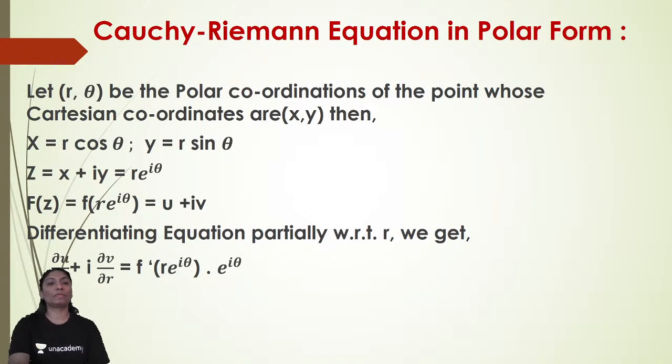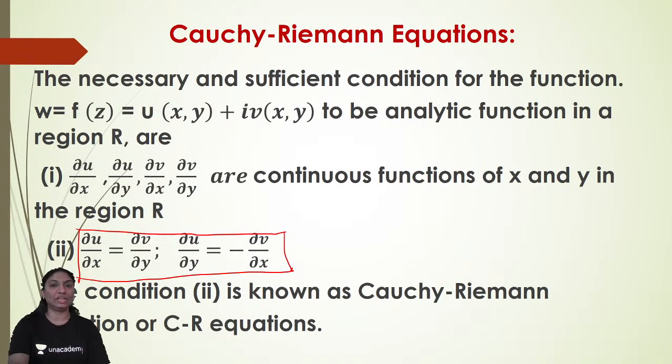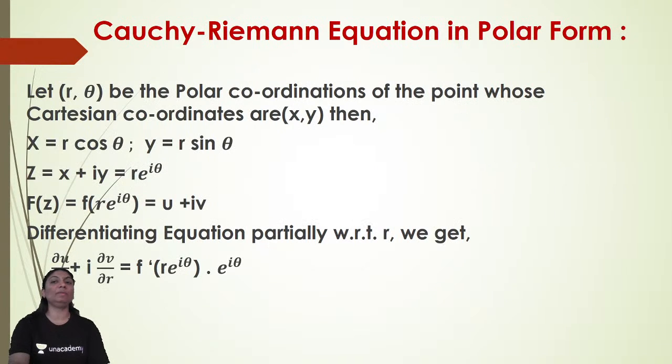Okay. Now, Cauchy-Riemann equation, this is in Cartesian form and this is in polar form. Let r, θ be the polar coordinates of a point whose Cartesian coordinates are x, y. Then x is equal to r cos θ and y is equal to r sin θ, where z is equal to x plus iy, which is equal to r e raised to iθ. Then f of z is equal to f of r e raised to iθ, which is equal to u plus iv.